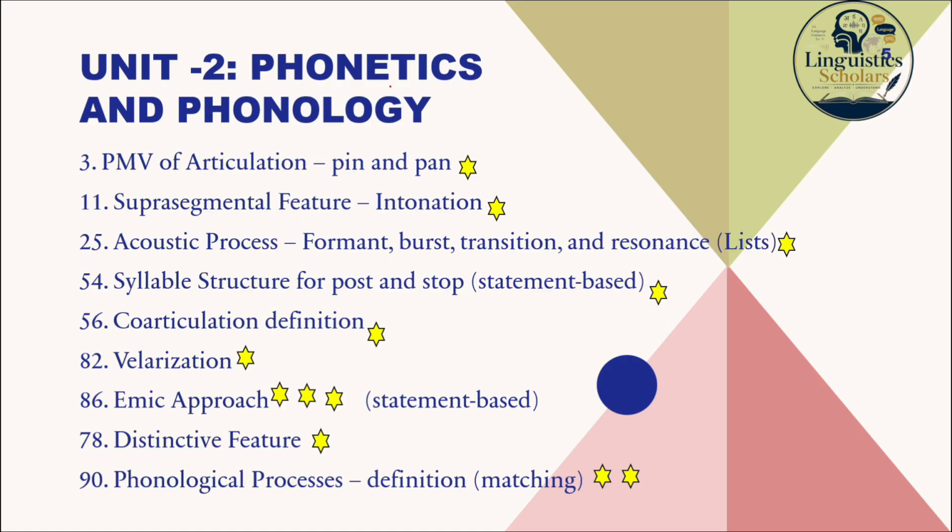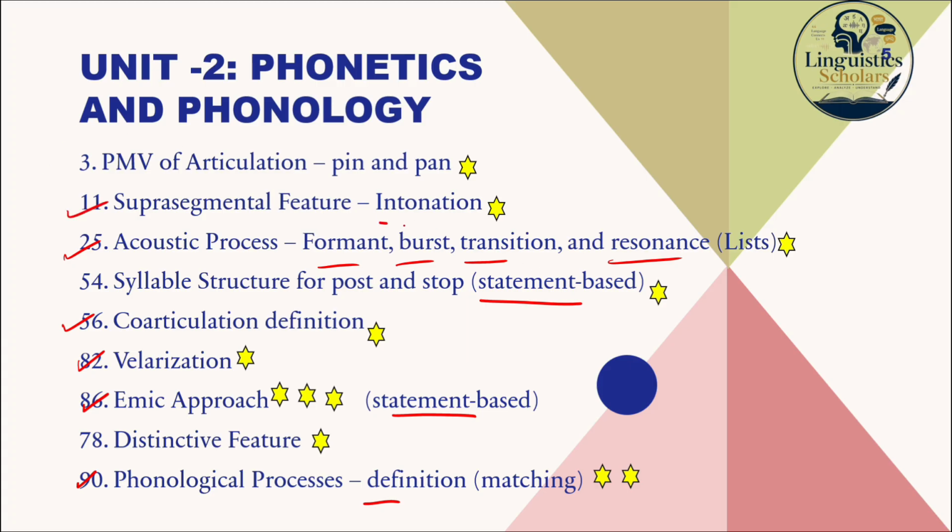And when it comes to phonetics and phonology, except for the emic approach and the phonological process, all the remaining questions are very easy, and most of them are very direct, except these statement based questions. Here this is also easy, but you must not get confused, because they have given phonological process on the other side, and with the definitions you just need to map. Velarization is a process, co-articulation they have given the definition, and these are lists: formant, burst, transition, resonance, and you need to map them with the definitions.